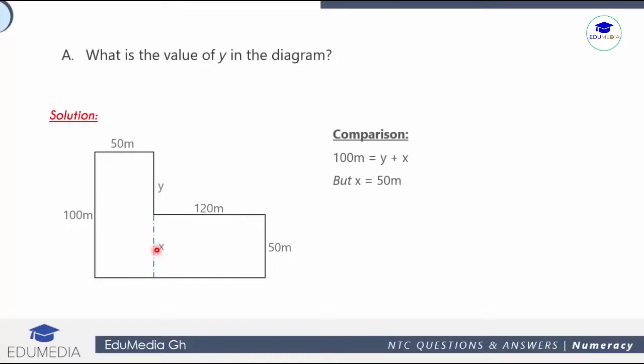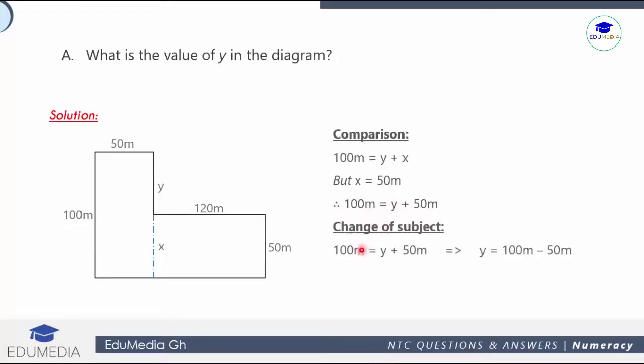Therefore we can substitute x, since x equals 50 meters. So 100 meters equals y plus 50 meters. Now, when you change the subject, we get y equals 100 meters minus 50 meters. So y equals 50 meters. So the value of y here is 50 meters.